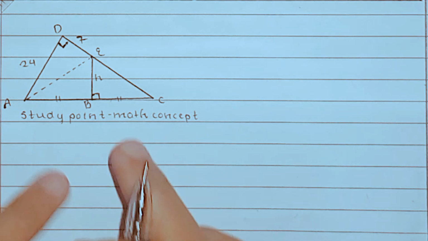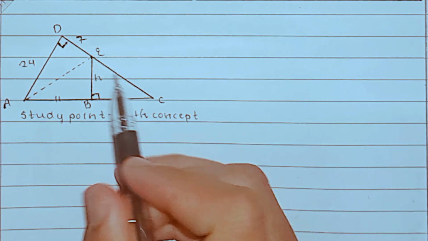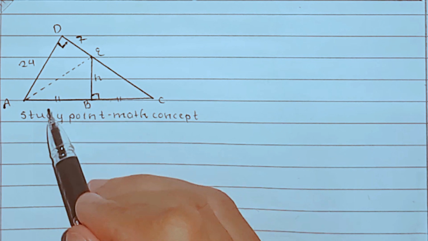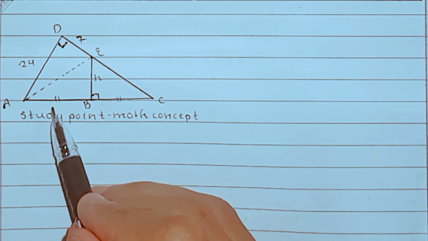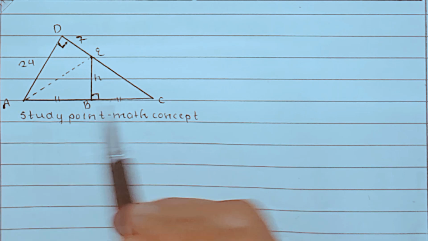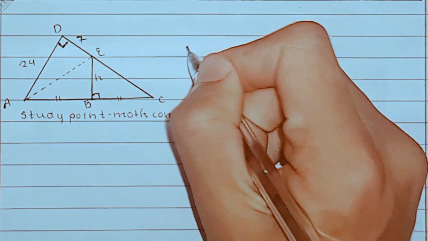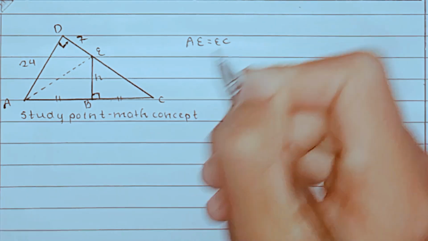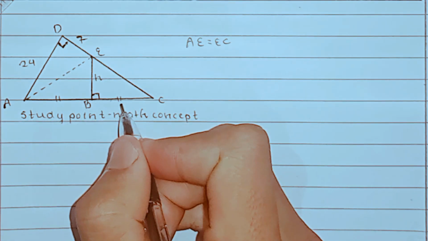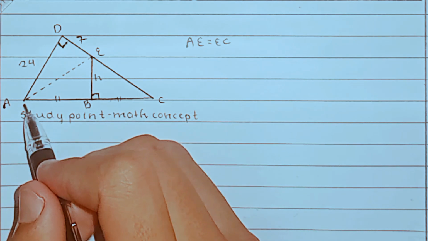Now what we have to focus on is that in this triangle AEC, the altitude h bisects the base AC into two equal parts, AB and BC, and the line EB is perpendicular to AC. So this is the property of an isosceles triangle. You get it? That is, AE is equal to EC. This is an isosceles triangle as the height is perpendicular to the base and it bisects the base. Now we will focus on triangle ADE.